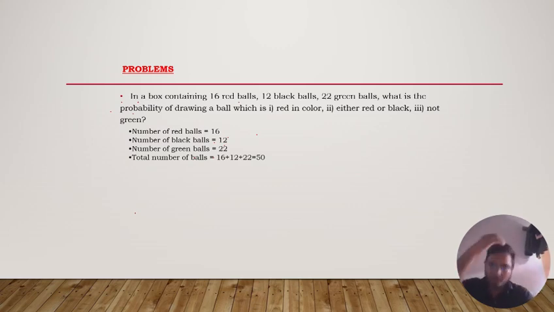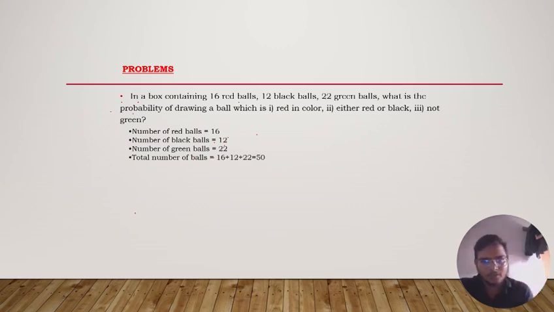First, we have to see that the number of red balls is 16, the number of black balls is 12, and the number of green balls is 22. The total number of balls is the sum of all of them, 16 plus 12 plus 22, which is 50. The first one is red in color. How many balls are red in color? 16 balls. So I represent it with an event A.